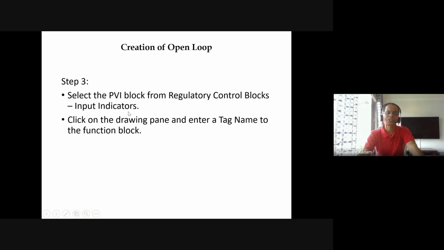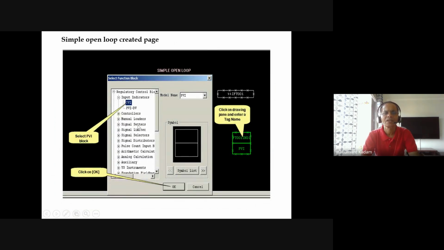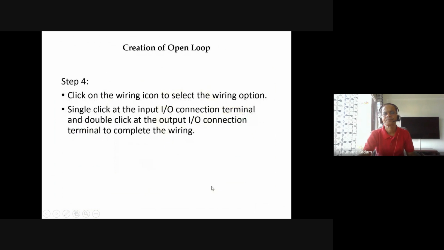In the input indicators, click on the drawing pane and enter the tag name for the function block. Same thing. So you are selecting the function block PVI. So your PVI will be here. Click on the drawing pane to enter the tag name here. This is the PVI block, and enter the tag name, right? And say OK. Creation of open loop, step 4.